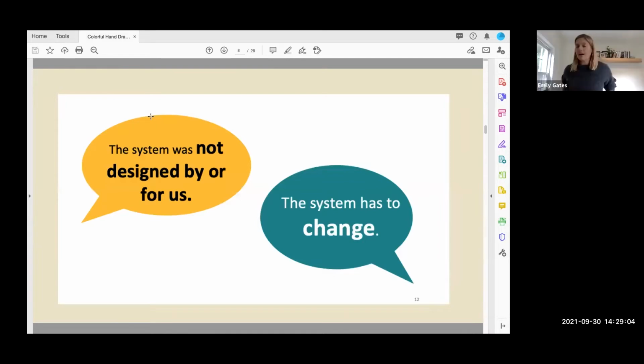Okay. Yeah, and so coming from this critical position, and also we hear this a lot in the media in the last year and a half, the system was not designed by or for us. So who designed these systems? And again, Dr. Nasir talked about this historically. We created these systems. So who's the we there, and what were they created to do, and who was supposed to benefit from them? And then this idea that the system has to change. So we want to change the system. Both of those are really important things.